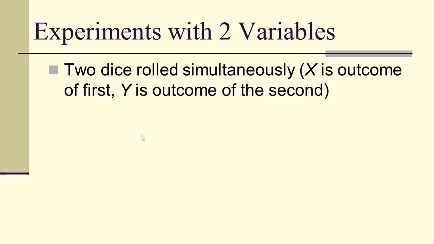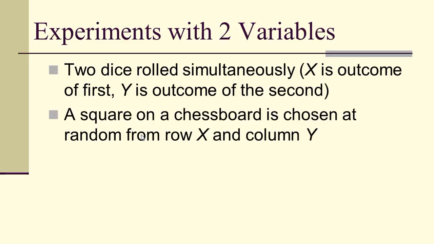Now let's look at two variables. What kind of experiments can you have with two variables? Well, you can roll two dice simultaneously, capital X the outcome of the first, capital Y the outcome of the second. A square on a chessboard could be chosen at random from row X and column Y.